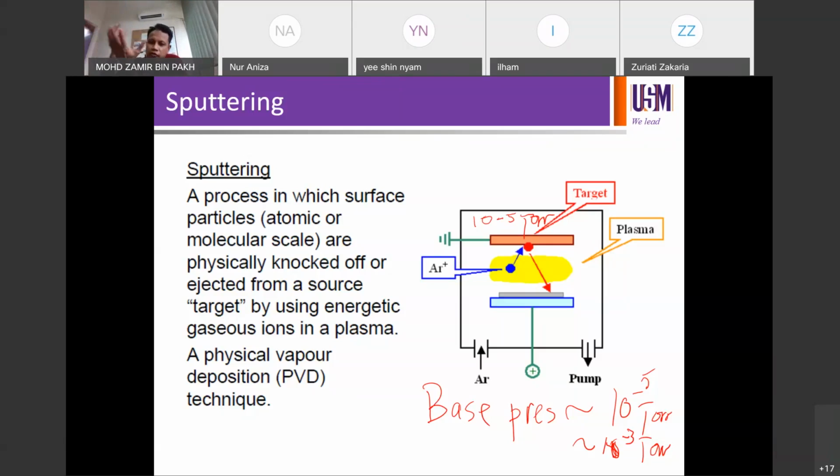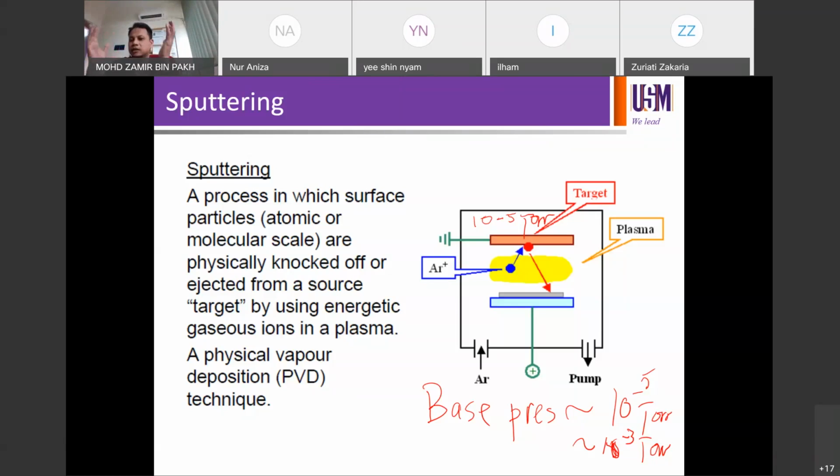Ataupun, in fact, you can measure it using a crystal monitor that we saw just now on the video on YouTube, for e-beam. Tapi dia punya konsep sama aja. Thermal ke, e-beam ke, sputtering ke, dia punya common setup lebih kurang je. Cumanya the way you produce your plasma ke ataupun the way you initiate the process will be different, and that will give you the name of the process: thermal, e-beam, sputtering. So that's the mechanism where you get the deposition done.